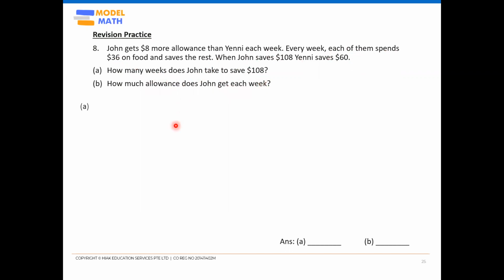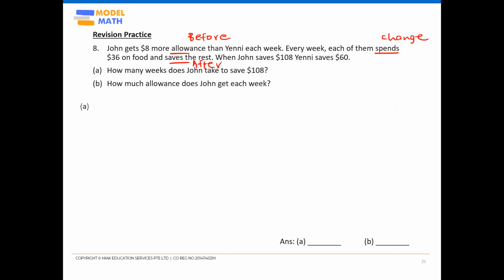Alright, so looking at this question, it looks like a before change after concept if you notice. Why? Because the allowance would be what you receive at the beginning, so this acts like the before. Each of them spends $36 on food, so whatever they spend is the change. Okay, and they save the rest, so whatever is saved is the after.